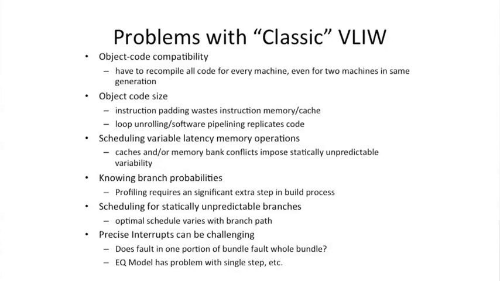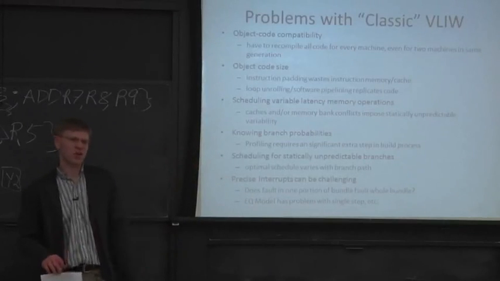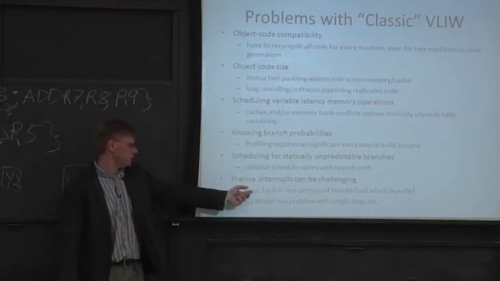And as I said, depending on your design, precise interrupts can be challenging, to say the least. If you're actually using the EQ model, you probably have a hard time figuring out what to do on a single step, or if you actually have a branch in the middle while you have a pending operation going on, it's sort of undefined, it's icky. It's similar to having branch delay slots and having a fault in your branch delay slot. What do you really do with that?